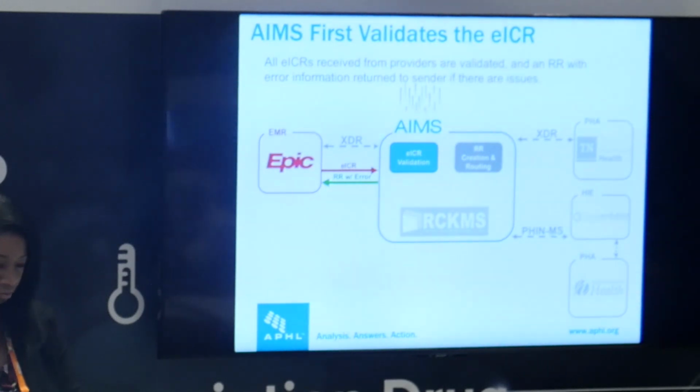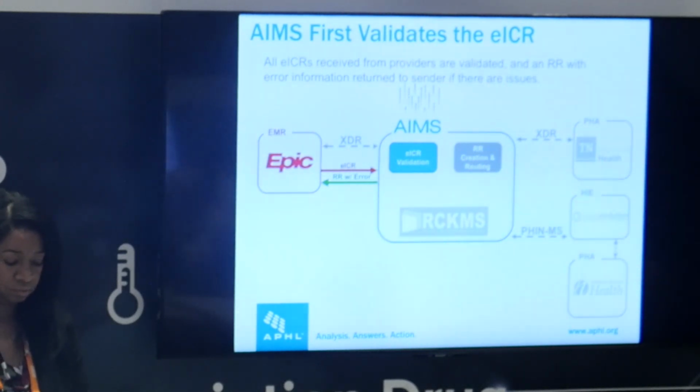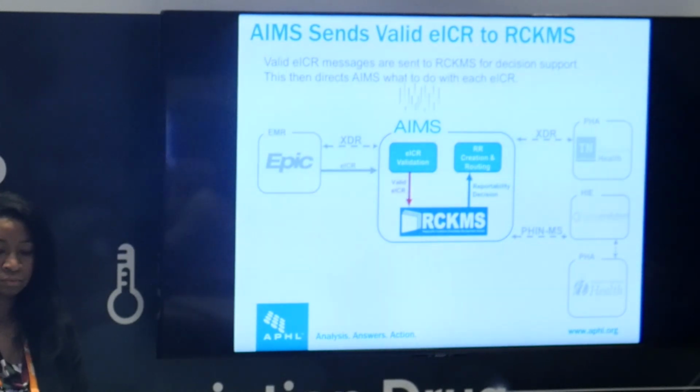So the first thing we do when we receive an EICR is we validate it for structure and necessary data elements. If there are any issues with the EICR, we create a reportability response, or RR for short, with all the errors in it and send it back to the sender so that they can fix it. All the valid and confirmed EICRs go to RCKMS for decision support, which is what Therese just walked us through. It's the output from RCKMS that tells HIMSS what to include in the reportability response and where to send the EICR and reportability response to.